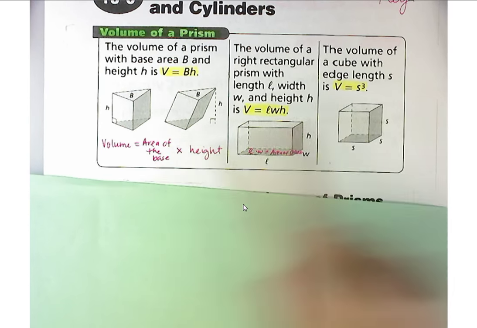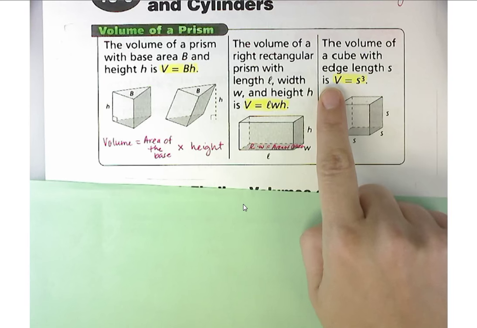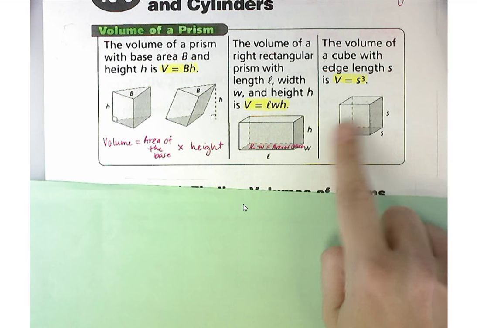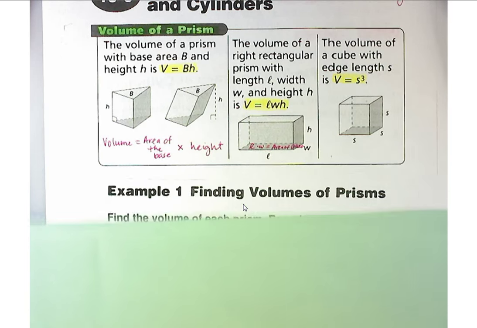Now, the cube is similar. You could still do length times width times height. The only difference is with a cube, you know that all of your lengths are the same. So it's just quicker if you take that length and you raise it to the third power, which would be the same thing if you did length times width times height. Okay, so s times s times s, or s cubed.